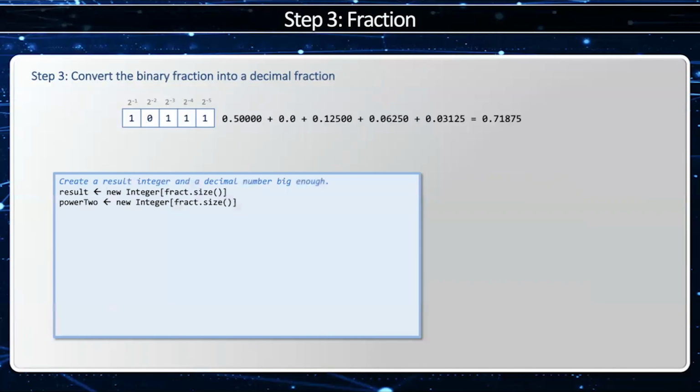So my algorithm is to have a result, which I want to display as one big integer. And I also want to have a power of 2. And this can be the 0.5, 0.25, 0.125, 0.0625, and so on.